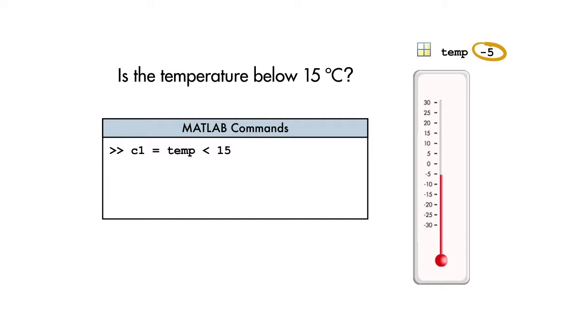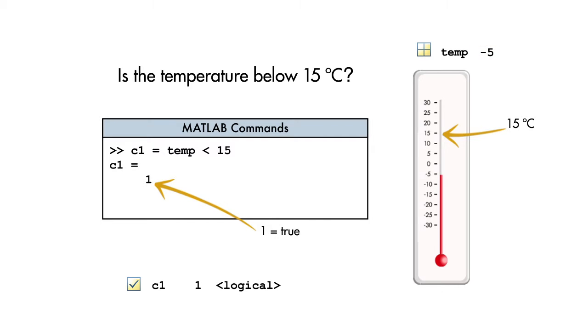Because the temperature is less than 15 degrees, the result is 1. Notice that the result is a logical variable, which can only take the value of true or false. True is represented by 1, and false by 0. In this case, the result is 1 because the condition is true.